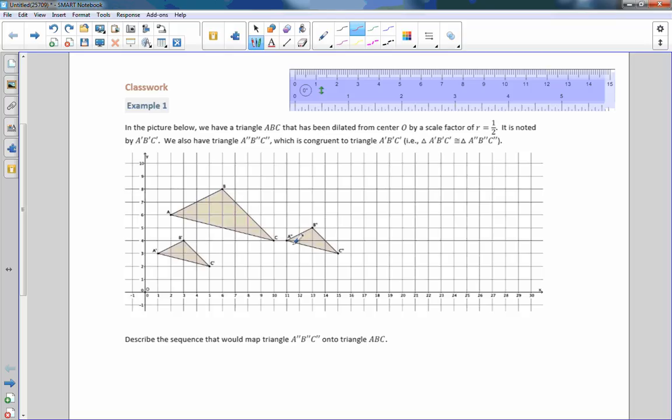We also have a triangle A double prime, B double prime, C double prime, which is congruent to triangle A prime, B prime, C prime. So this triangle here and this triangle here are congruent. They are the same shape. They are the same size, same angle measures, same segment lengths.